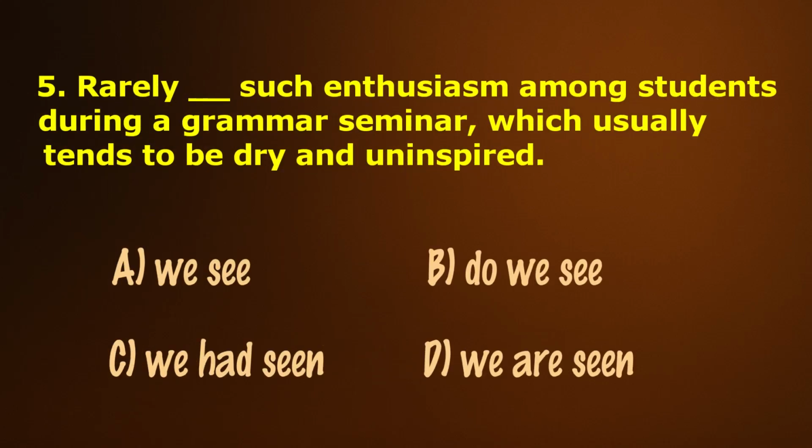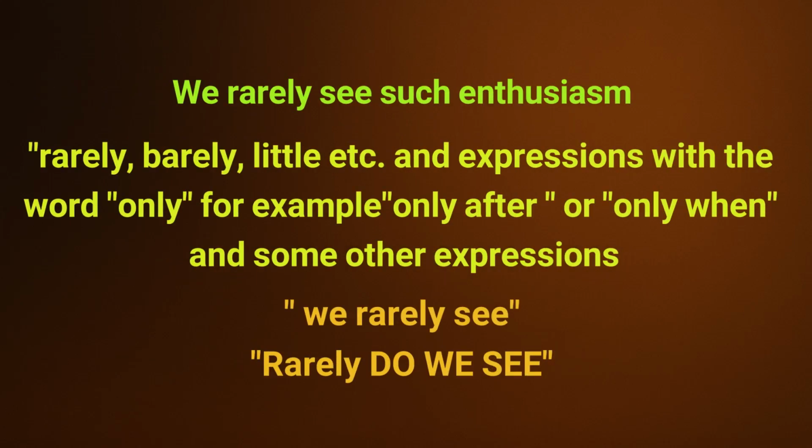Number 5. Rarely, blank, such enthusiasm among students during a grammar seminar, which usually tends to be dry and uninspired. We see, do we see, we had seen, we are seeing. The correct option is B, do we see. The tense of the verb is present according to the second part of the sentence, which usually tends to be dry and uninspired. The normal structure is we rarely see such enthusiasm. But this is an inverted structure.